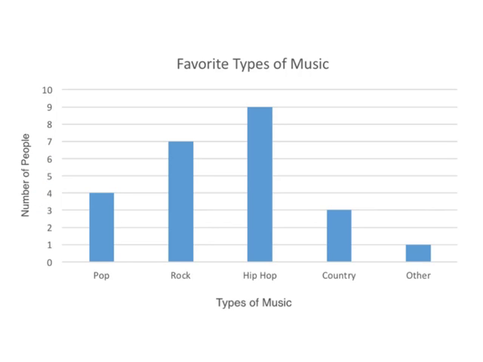And so if 4 people chose pop as their favorite music, the bar has to go up to the number 4. For rock, 7 people chose it, so our bar goes up to 7. Hip hop, there were 9 people, so the bar goes up to 9. Country, 3 people, and other, only 1 person chose other.